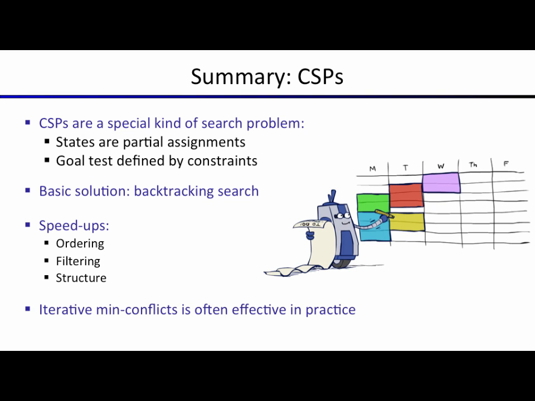Good, so to summarize CSPs, we've seen that there's a particular kind of search problem, where we talked about states as being partial assignments, and we talked about a goal test being defined by whether you satisfy the constraints or not.